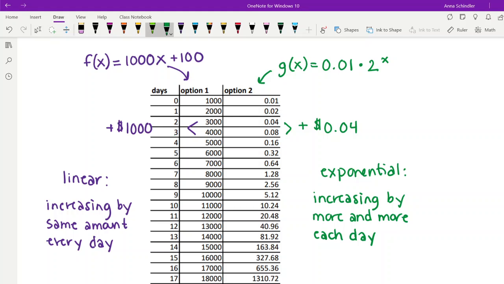The reason this formula works is because when we have 2 to the x, that means we're going to keep multiplying by 2. And that's what we're doing, right? We're trying to double the amount of money in the account.